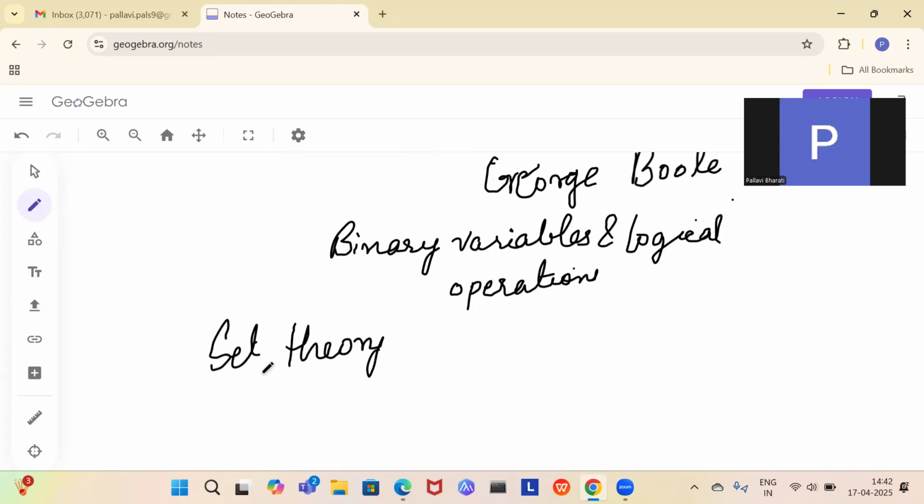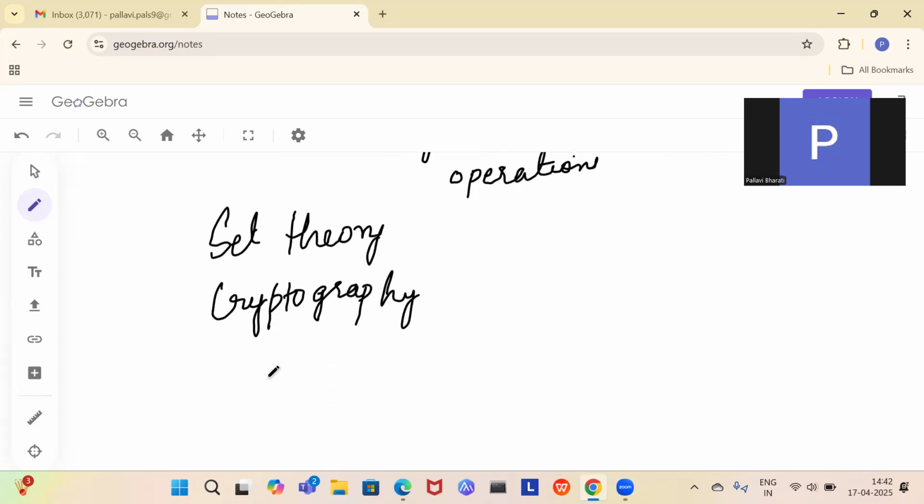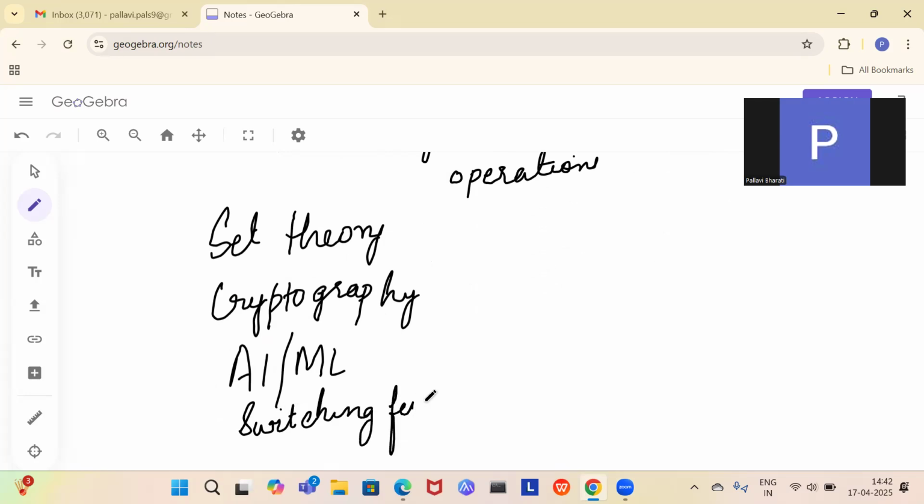Set theory, then I just said cryptography, in the modern science you have this cryptography. Computer science, it is very widely used. Digital electronics, you have it in your syllabus, so you can understand the importance of its usage. AI and machine learning also we use. Basically, what we do is we design switching functions based on the specific conditions that are given.